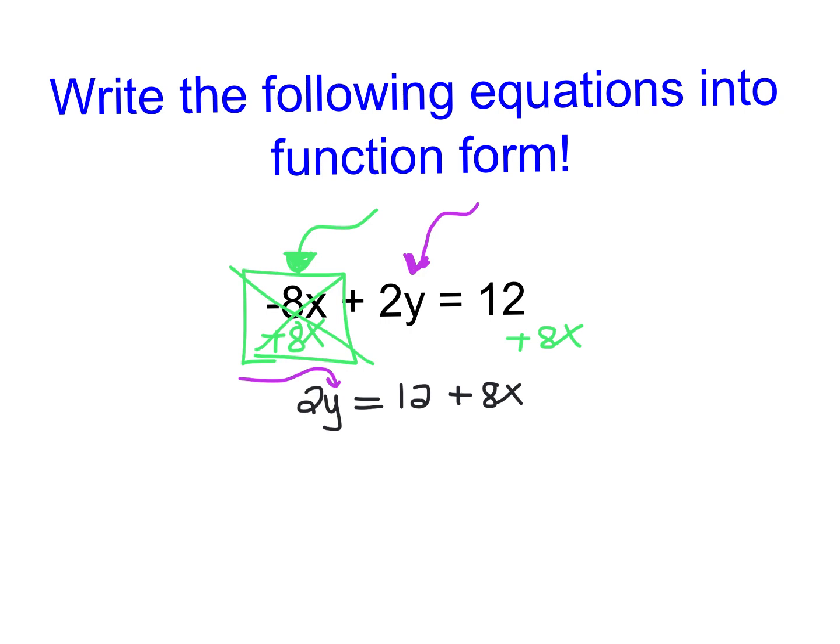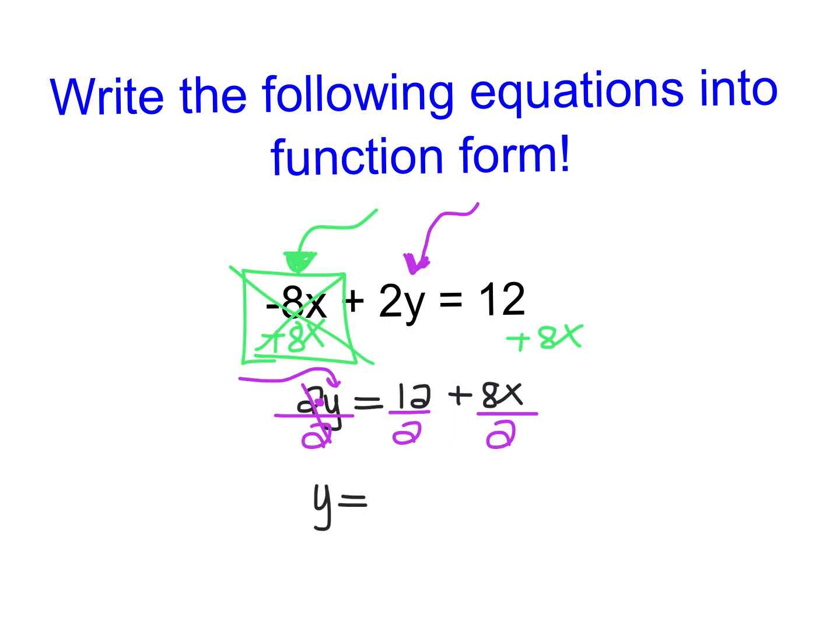So what I realize here is if I want to undo this 2, I notice that there's a multiplication symbol implied between the 2 and the y. So in order to get the y by itself, I need to divide by 2 to undo that multiplication. Now what that also means is I need to divide everything on the other side of the equation by 2 as well. So I divide 2y by 2, so these cancel out, and I'm left with y.